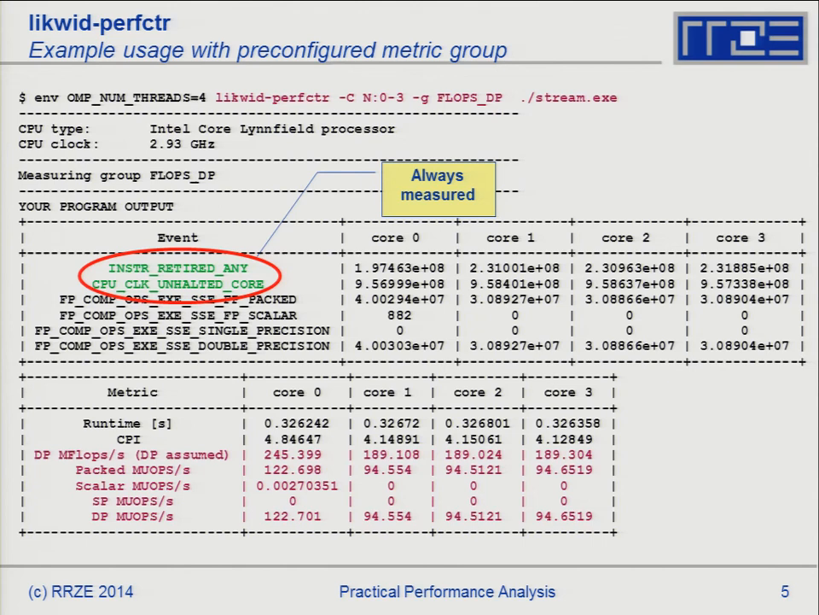So CPI is cycles per instruction. In this case, it's quite high. We're only executing one instruction every four cycles. That's really bad. It's only 1/16th of the capability of the processor. But that's not surprising because this is stream. We're waiting for memory all the time. Okay, so that's fine. Here we have megaflops, packed and scalar micro-ops, and a couple of other things.